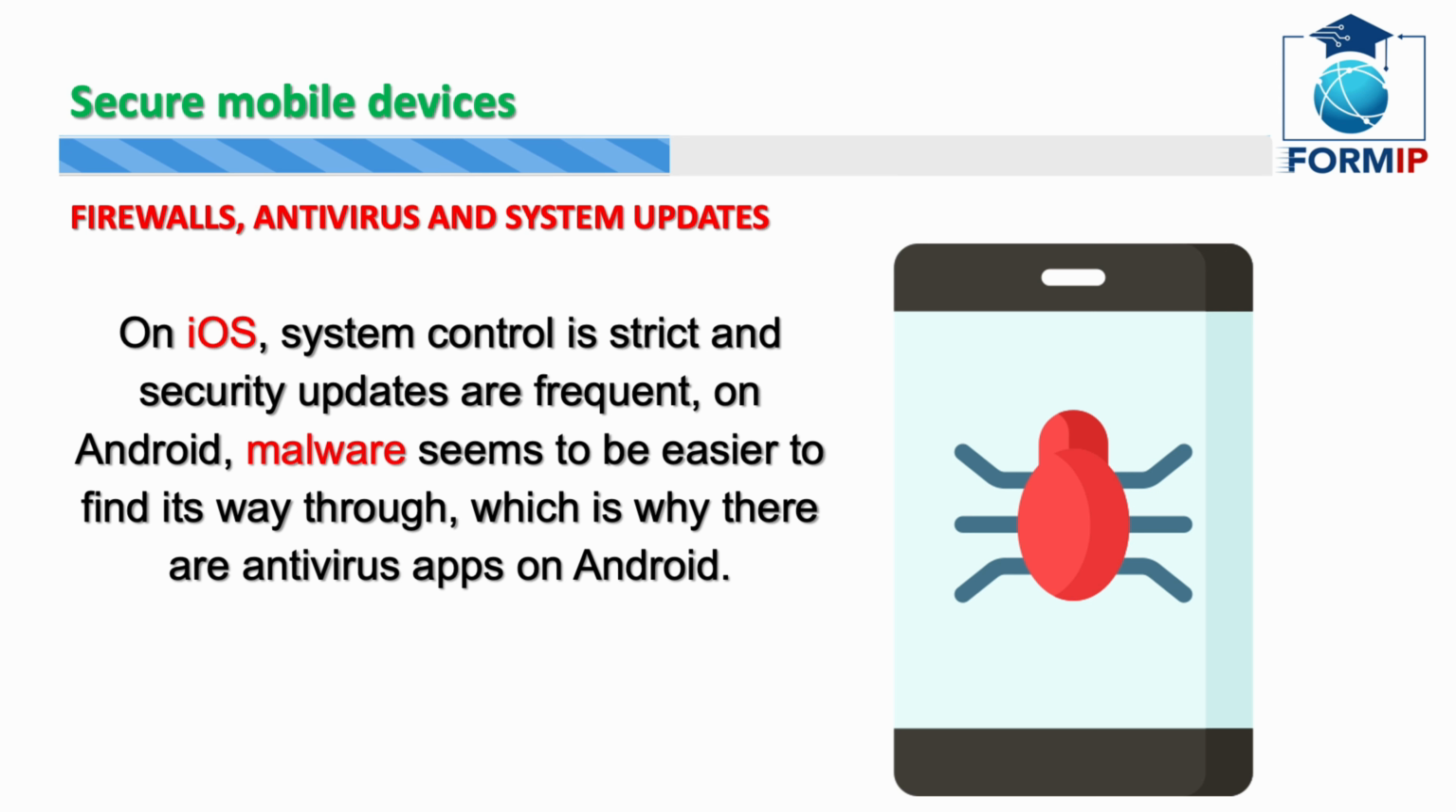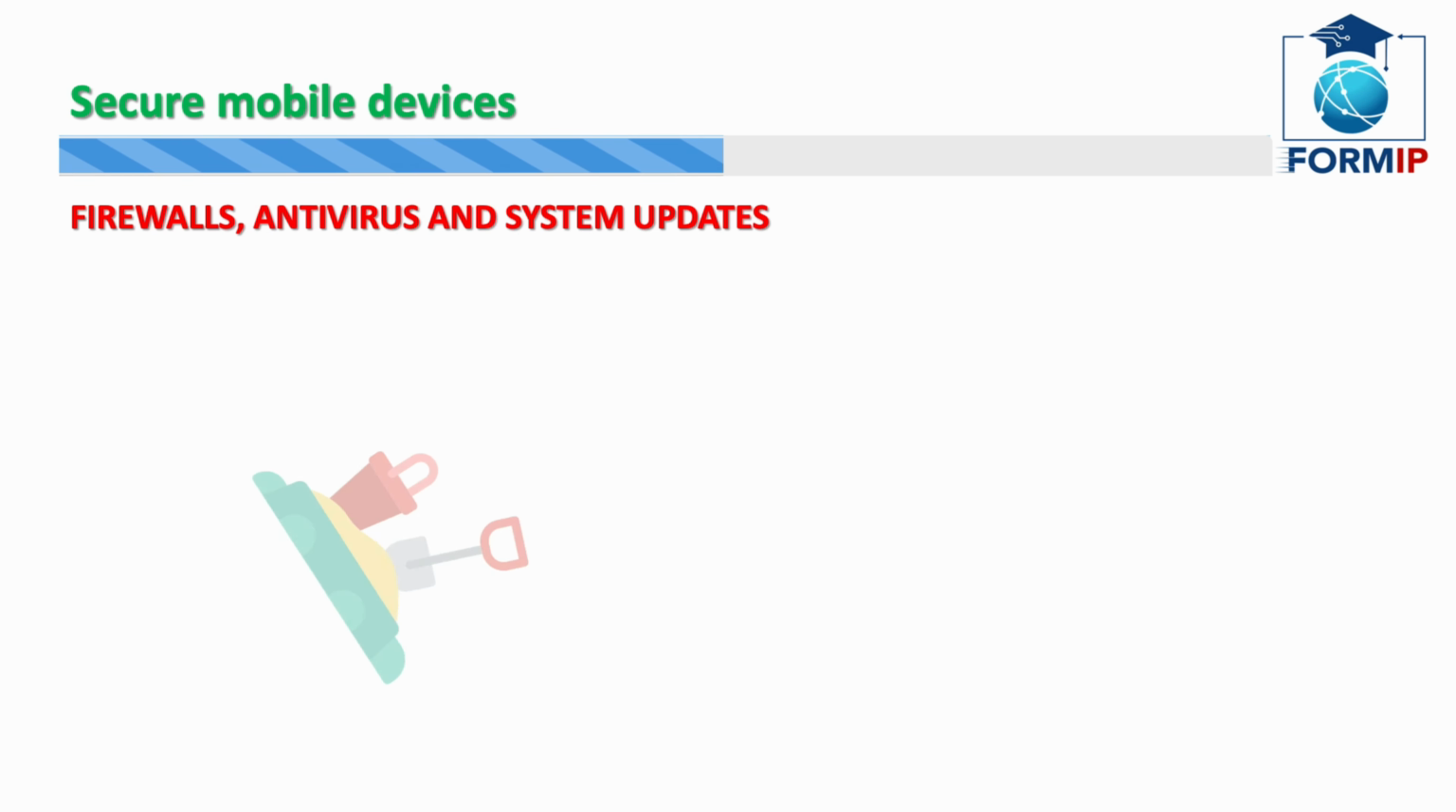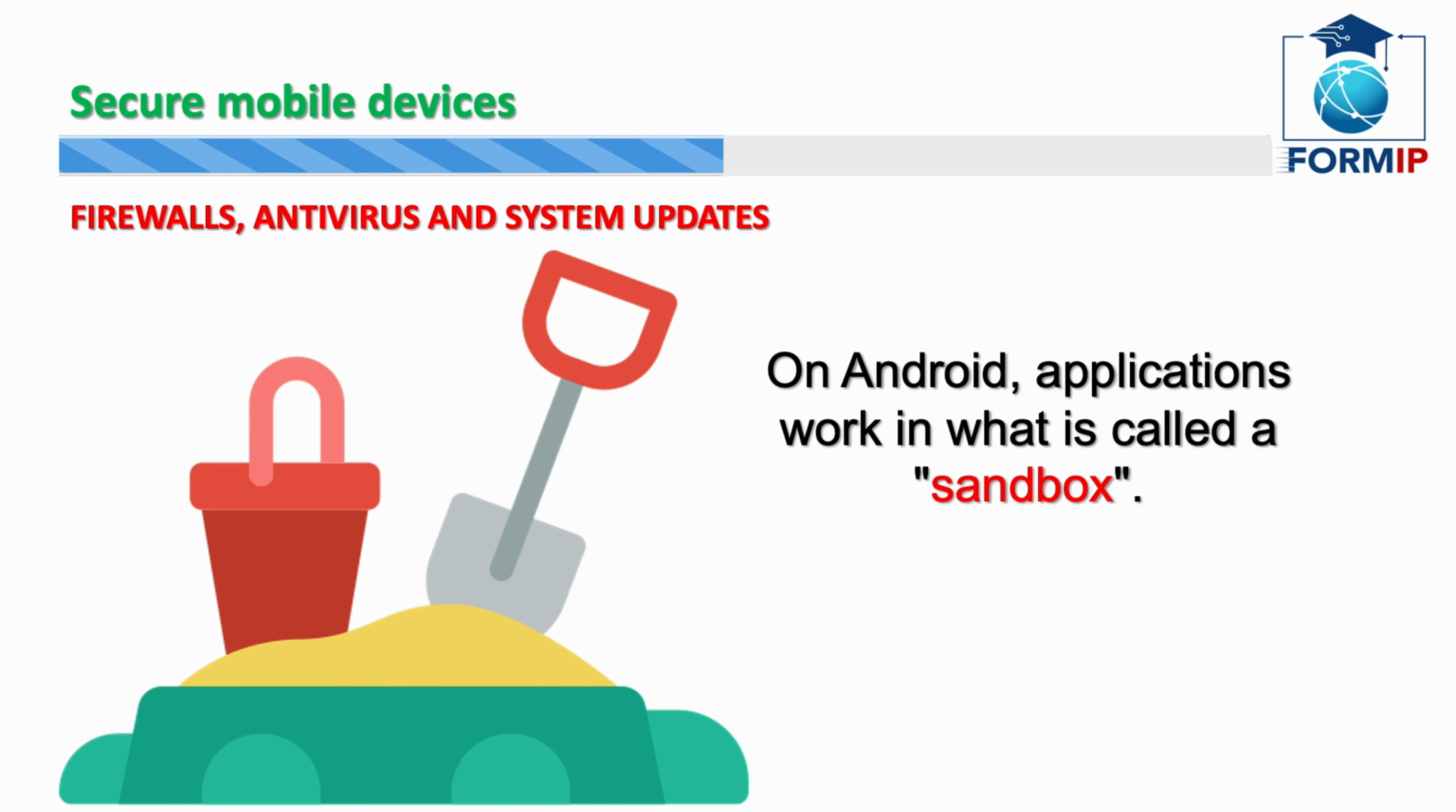Overall, our mobile devices are quite well secured, and if a vulnerability is known, it is very quickly corrected, hence the importance of always keeping the operating system up to date. It can be noted that on Android, applications work in what is called a sandbox. This means that they are isolated from the rest of the system until you give them permissions to do so, such as permission to access contacts or permission to access files.